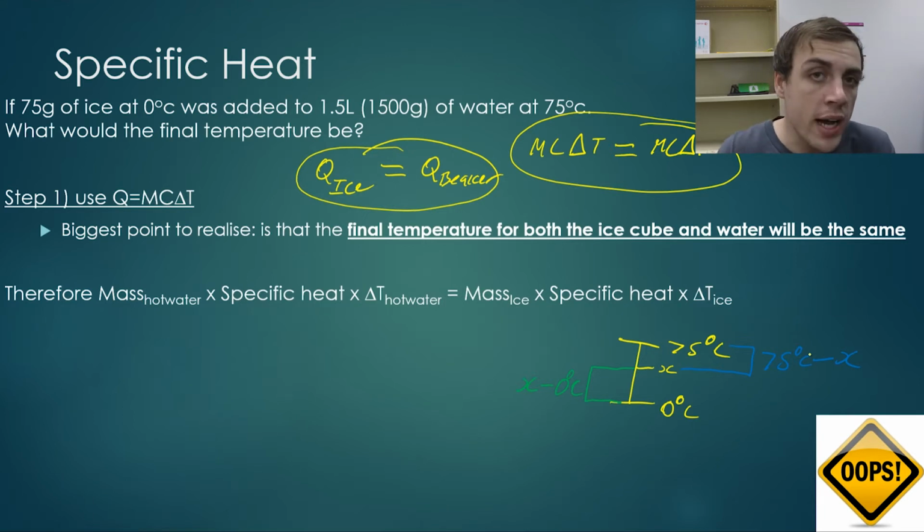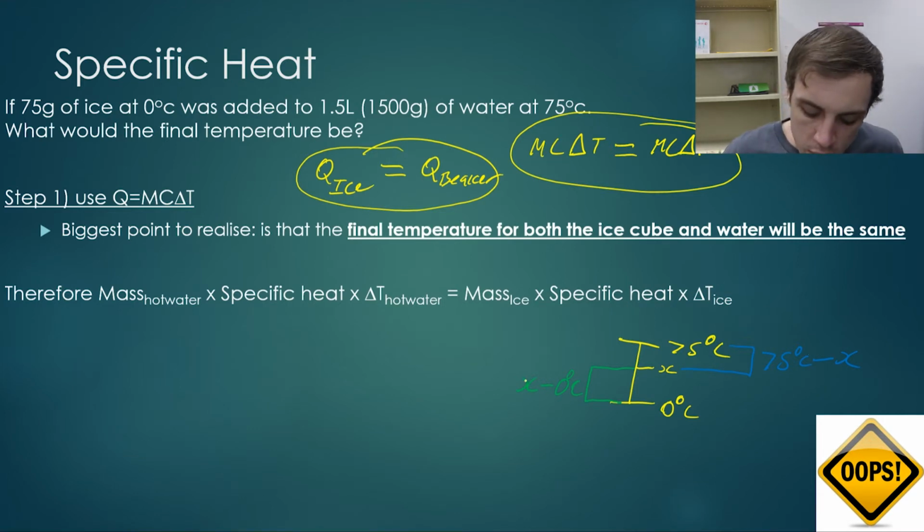We know that the cube of ice is going to get hotter, because it's going into a hotter environment. So this is where I can swap the X's around, because I know that this temperature is going to go up, whereas this temperature is going to go down. If we combine the two algebraically like this, we have 75 degrees minus X, which gives us this gap, and X minus 0 degrees gives us this gap. That means we can then determine where X actually is.